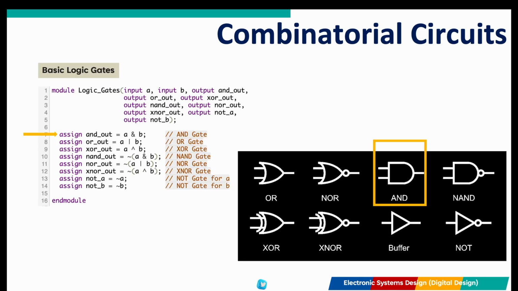First, the AND gate. Think of it as a series connection. The output Y only goes high if both input A and input B are present. In Verilog, we instantiate this using the AND primitive.